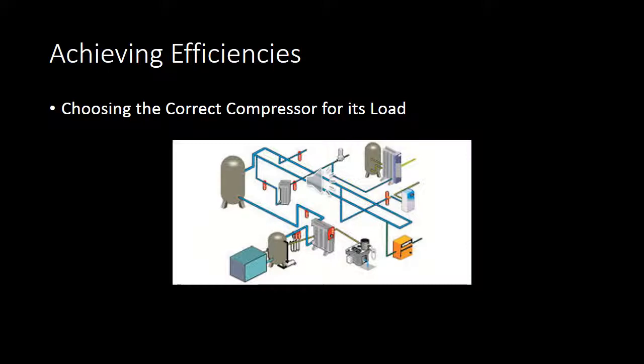Choosing the correct compressor for its load. Plant personnel have a tendency to purchase larger equipment than needed, driven by safety margins or anticipated additional future capacity. Given the fact that compressors consume more energy during part load operation, this is something that should be avoided. Consider a modular system with several smaller compressors to match individual needs, or a blower for low pressure requirements.